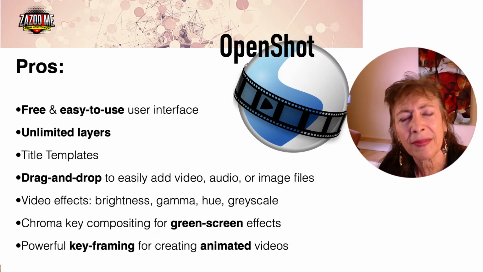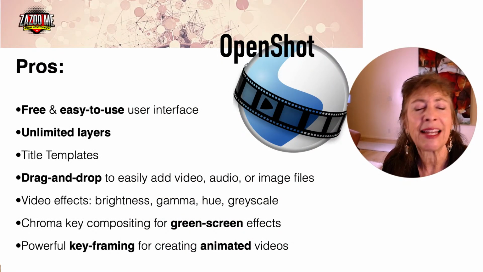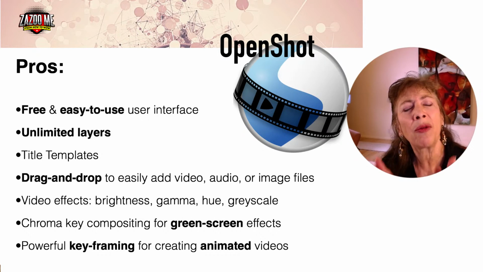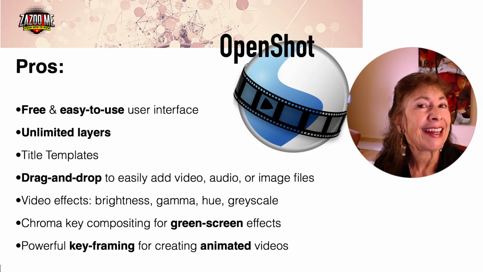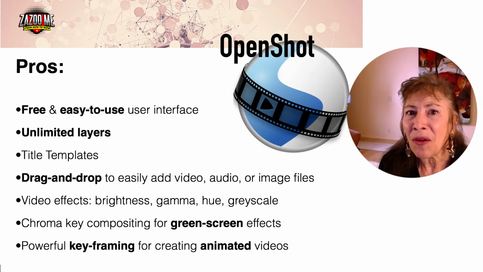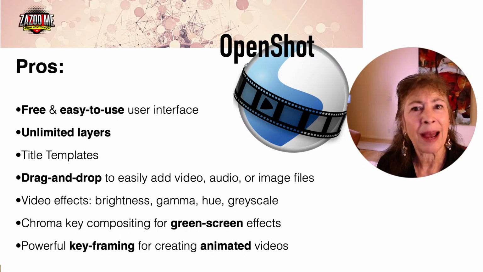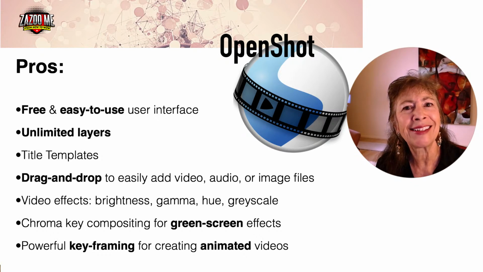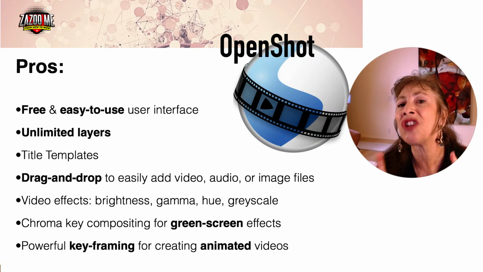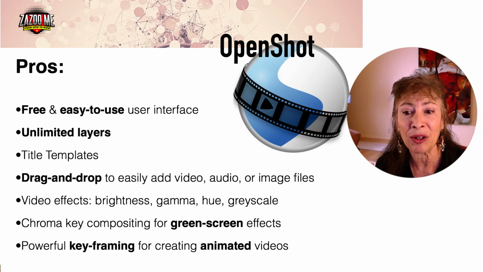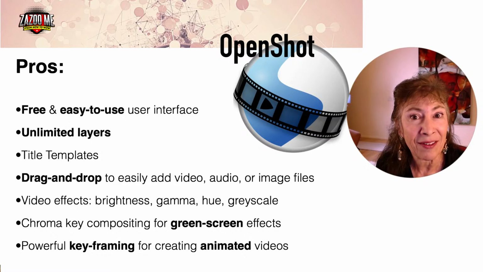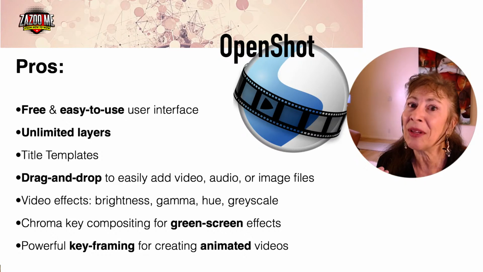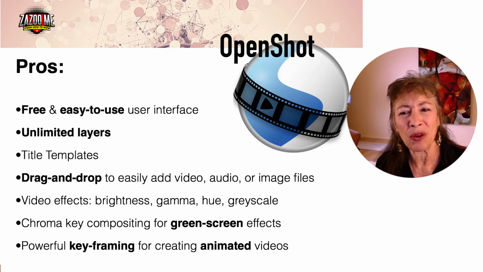And I am just going to pop back to Openshot. It's got title templates, it's drag and drop, which is another really important feature that makes it simple and easy for you to use. The video effects are fantastic. Brightness, gamma, hue, grayscale, the kinds of things that you really want to have to adjust what the actual video looks like. And if you want to do green screen, it comes with chroma key effects. So that's extremely important if that's something that you want to do.